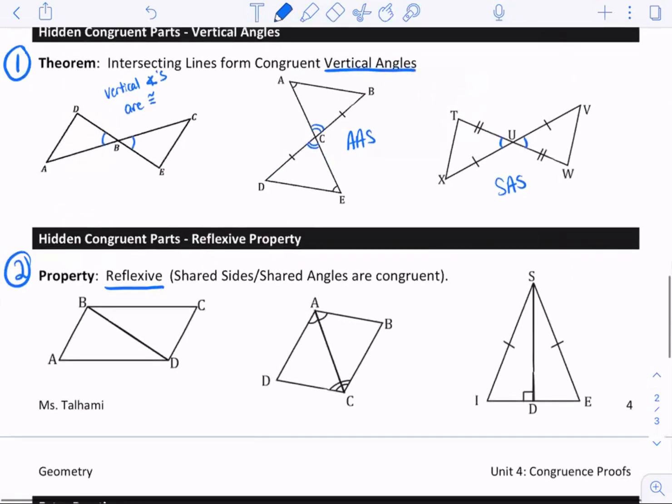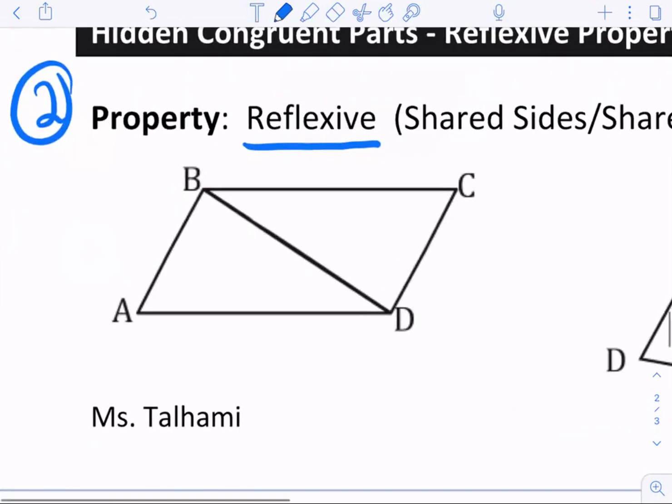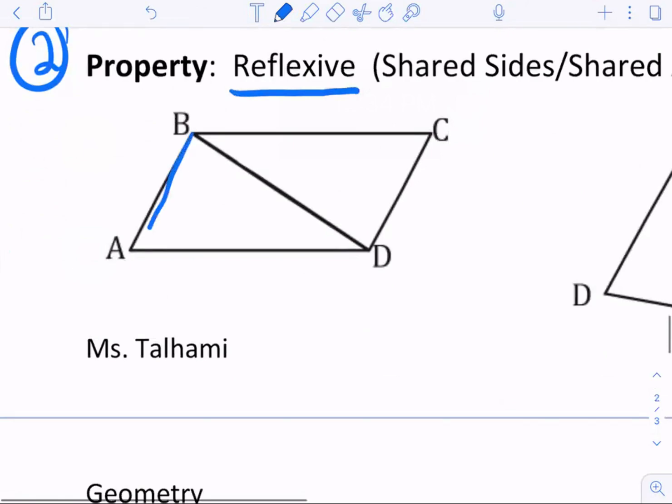And then if you take a look at this example in the second type of hidden part. So again, there's only 2 hidden parts: vertical angles or reflexive. Otherwise, you can't just mark anything. A reflexive means they share it. Which means that if I split these 2 triangles, what you'll notice is that they both share a certain side.